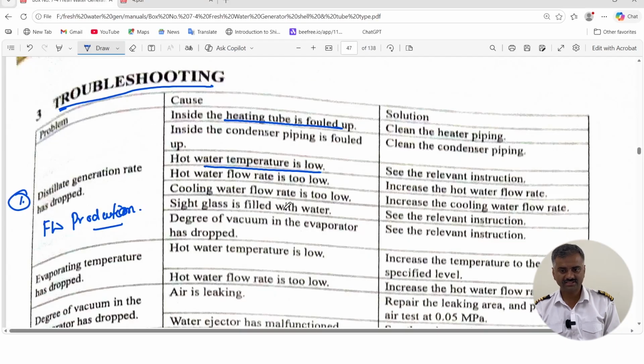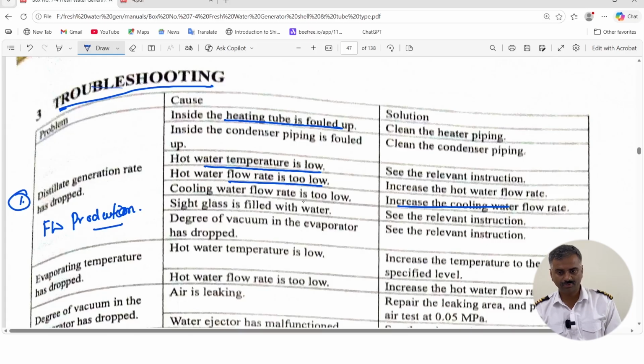So increase the cooling flow rate by adjusting the bypass valve. The manual is not saying what you have to do, it's just saying increase the cooling flow rate. Basically, increase the hot water flow rate. In this case, you have to close the bypass. When you close the bypass, inlet flow will increase.